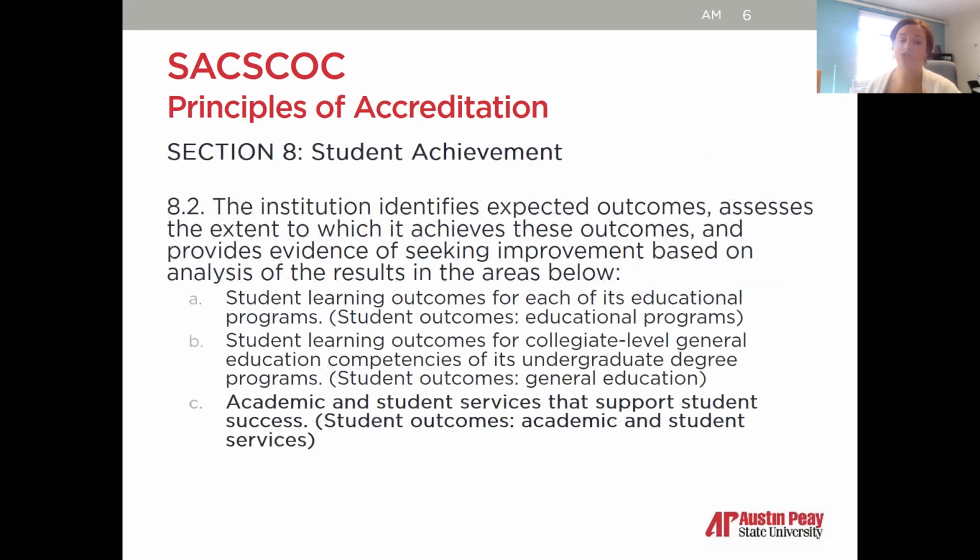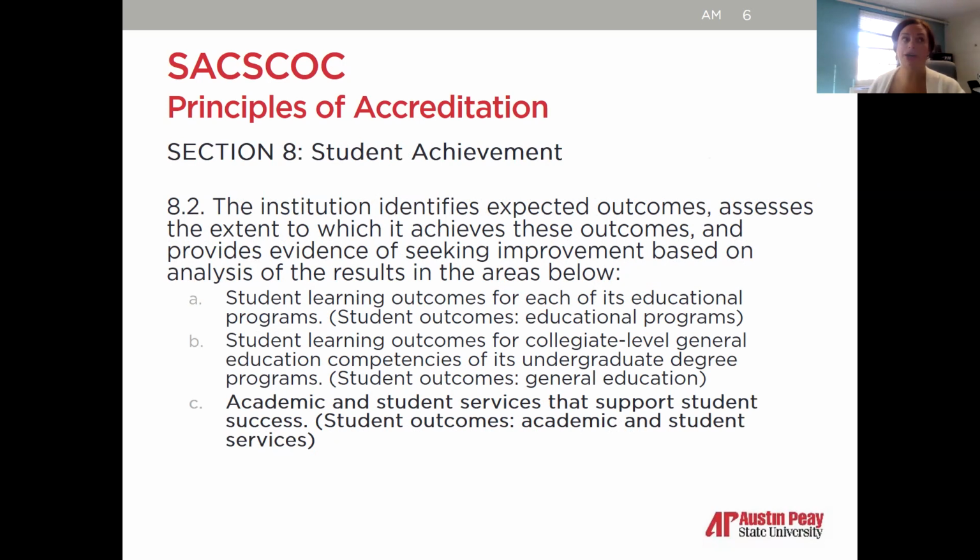Section 8 is the one that speaks to degree and certificate programs, but also academic and student support services programs. And the primary difference between academic and student support services offices and administrative offices is that academic and student support services offices have administrative outcomes, but can also have student learning outcomes. So they might be providing more direct educational content to students.